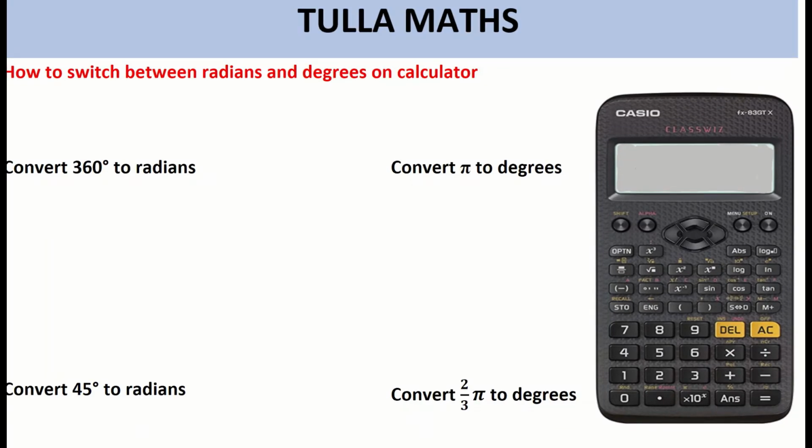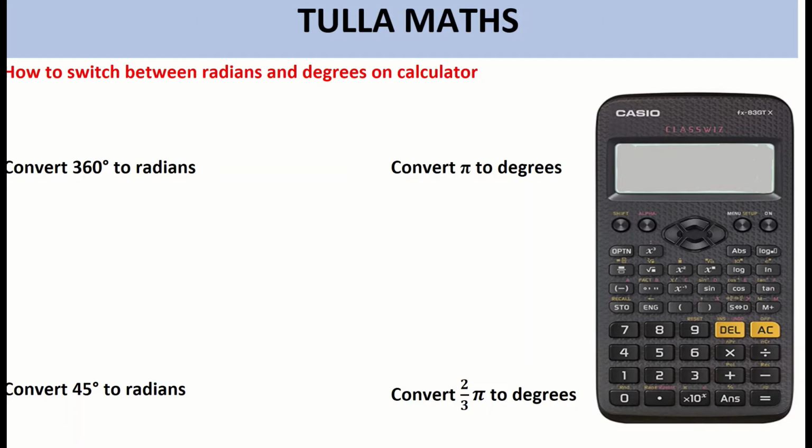In this video, we're looking at how to switch between radians and degrees, or going from degrees to radians, on the new Casio calculator, the FX83GTX, as you see here in the picture. So we're going to look at 4 examples. On the left, we're going to look at converting 2 examples of degrees into radians. And then on the right, we look at converting degrees from radians.